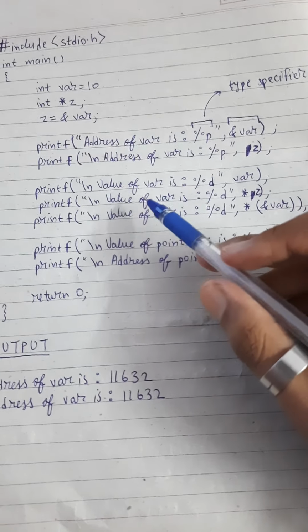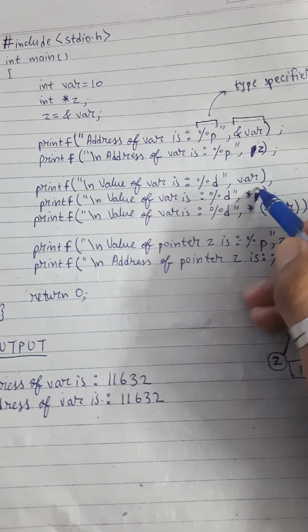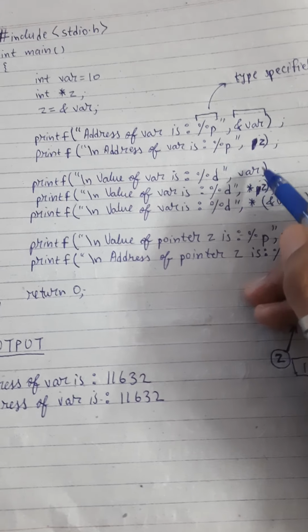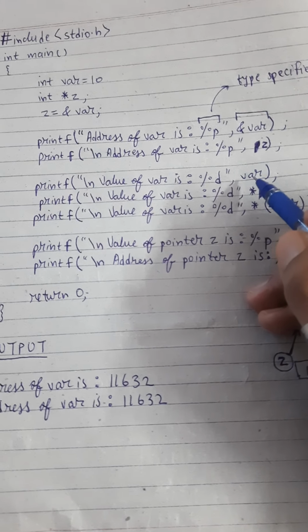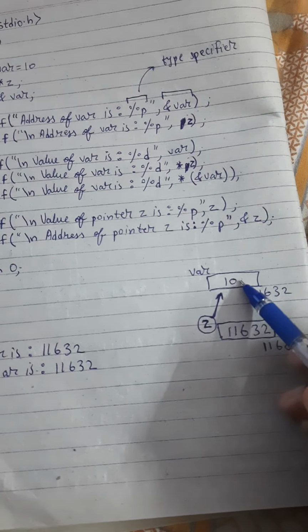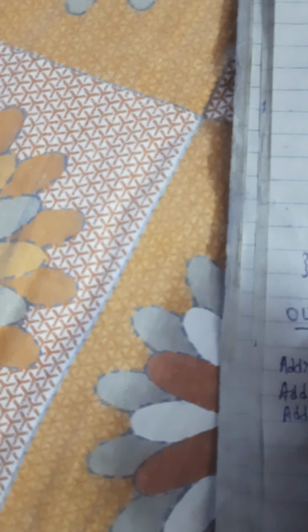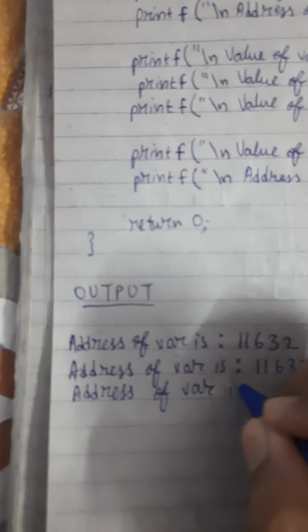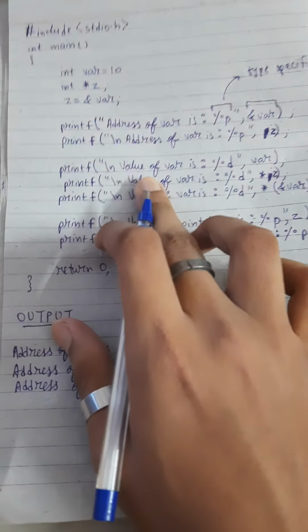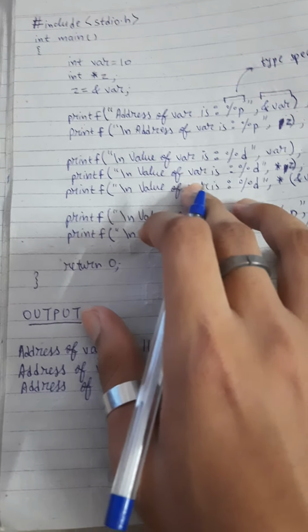So here what is the third? The value of r is var. It is also not preceded by any star or address-of operator. It is simply the variable name. So we'll just print the value that is inside var. What is the value inside var? That is 10. So this will be the result of the third printf statement. Now let's come to the fourth printf statement.